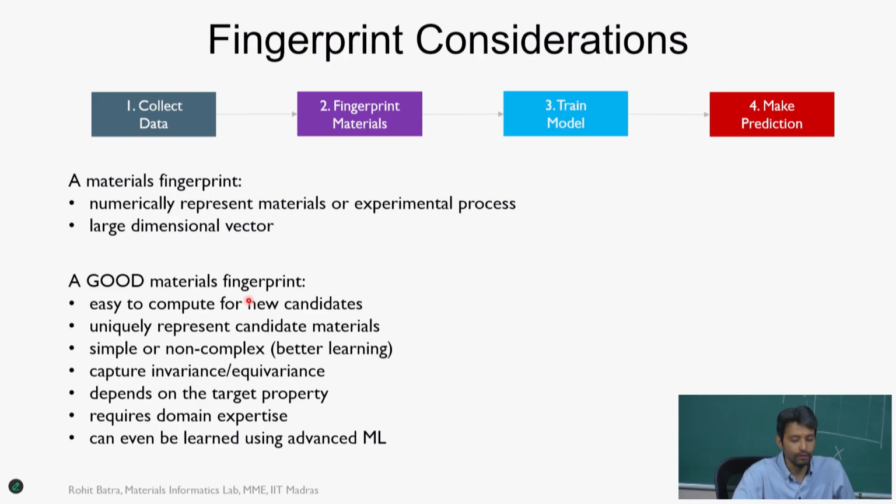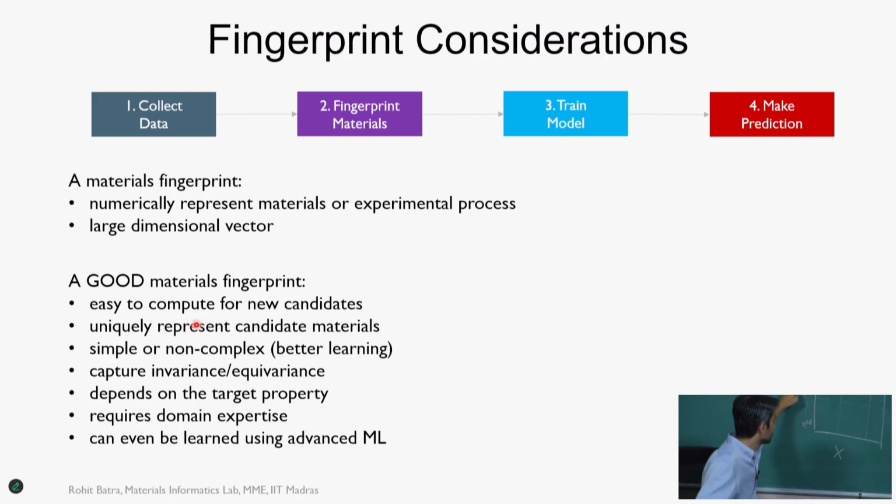Okay. So you always want to consider those fingerprints which are very easy to compute. Something based on atomic structure, things like that, atomic bonding. These are things which can be easily computed. Another important thing is the fingerprint should be unique.